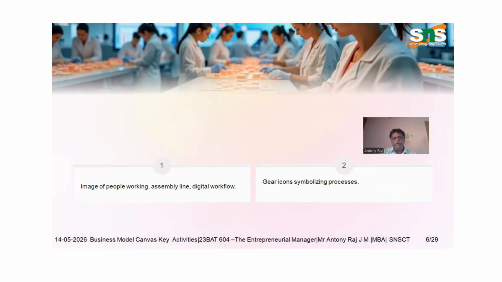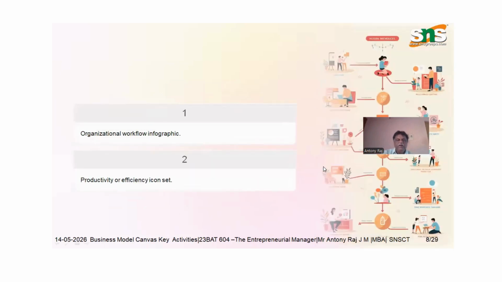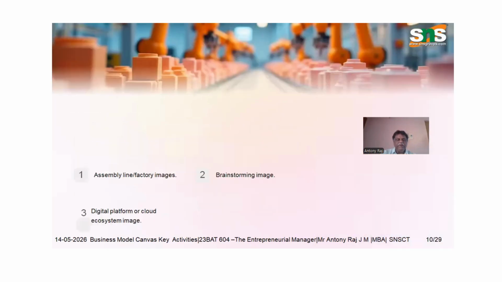For example, an image of people working on an assembly line or in a digital workflow are examples of key activities, and a gear icon symbolizes process. Now, why do key activities matter? Key activities are very important. They help reach the customers, revenue generation becomes very efficient, and building the value proposition is also important. There are 3 major categories of key activities: production activities, problem-solving activities, and platform network activities.